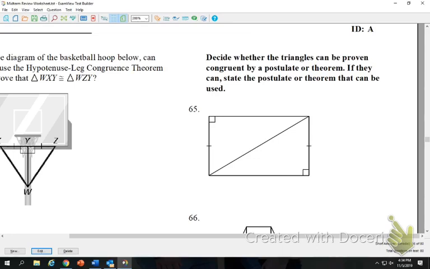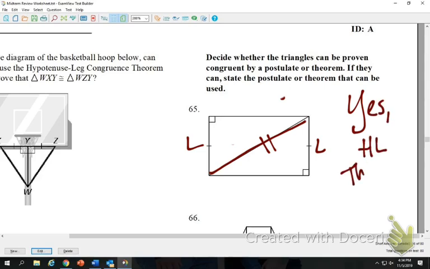65. Determine whether the triangles are congruent. If so, tell me what theorem. We have a right triangle, so anytime you have a right triangle, you need to ask yourself, is this hypotenuse leg? The hypotenuse is across from the right angle. They share a hypotenuse, so yes, the hypotenuse is congruent to itself, and then they both have a leg. So yes, they're congruent, and then they're congruent by hypotenuse leg theorem.